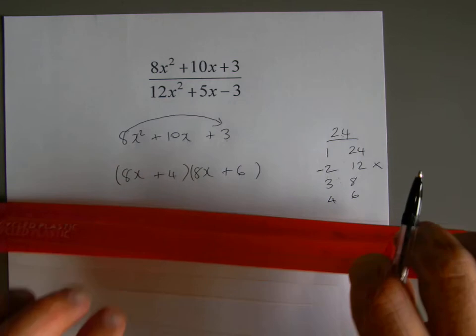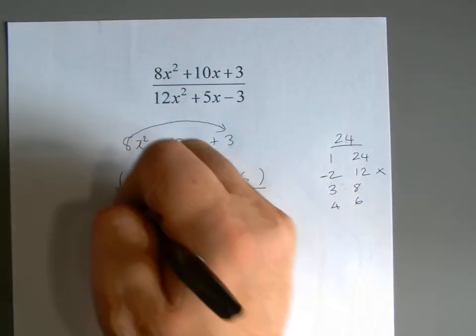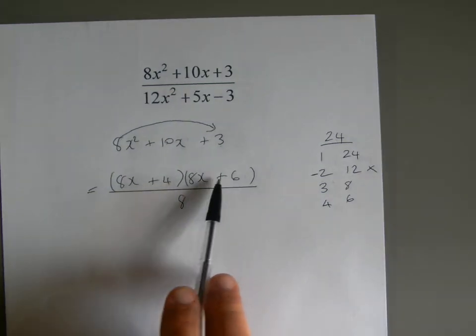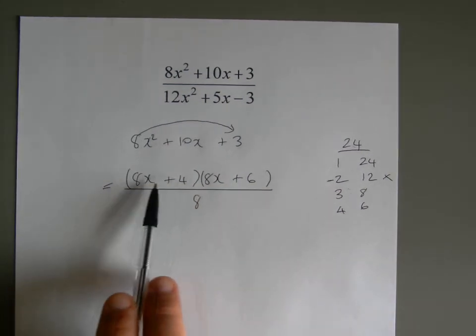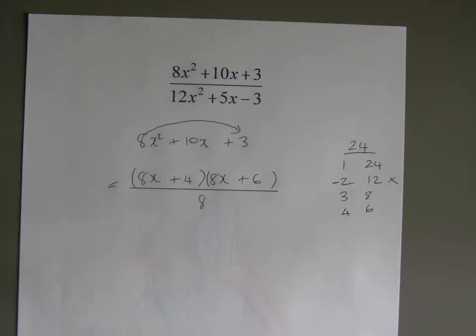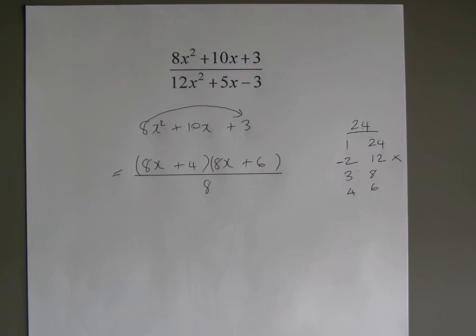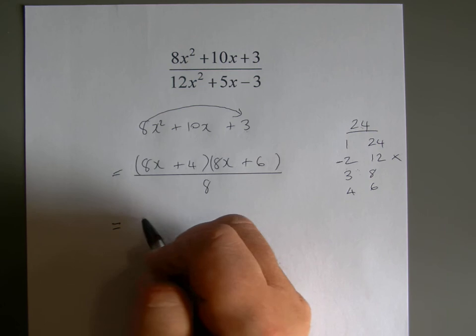And then, don't forget, you have to divide by 8, what's in front of the x squared. Now, there's no common factor of 8 there, but there's a common factor of 4 there, so I could divide this bracket by 4, and there's a common factor of 2 there, so I could divide that by 2. If you divide by 4 and then divide by 2, you've divided by 8. So we've made the top 8 times smaller, and that means we can cancel it out with the bottom.